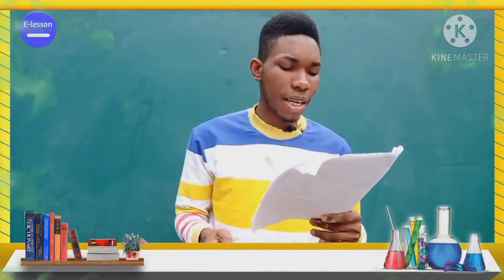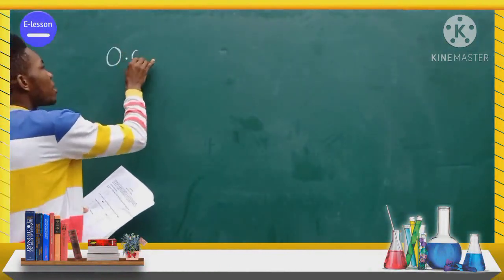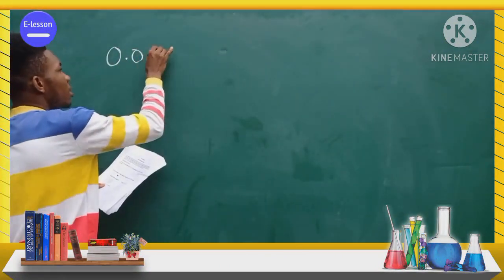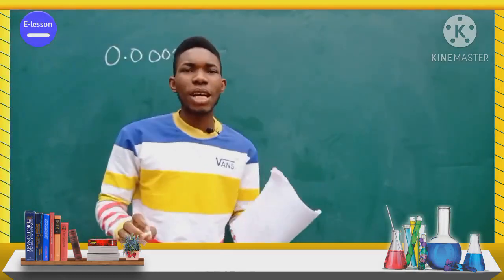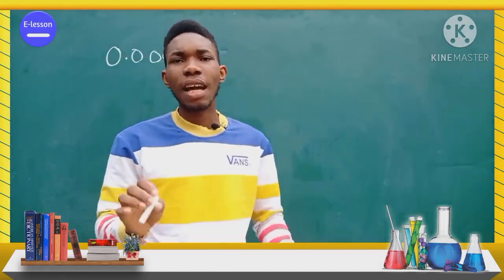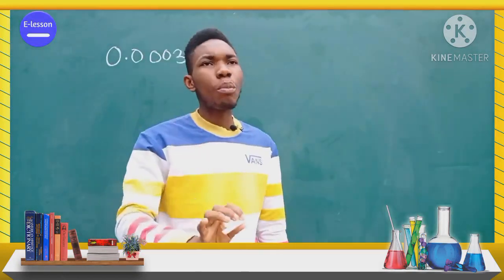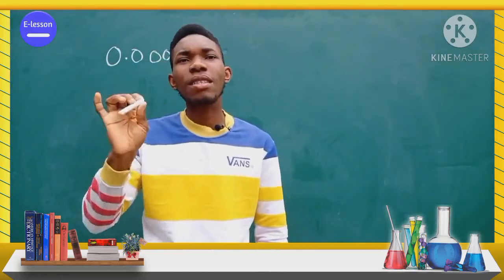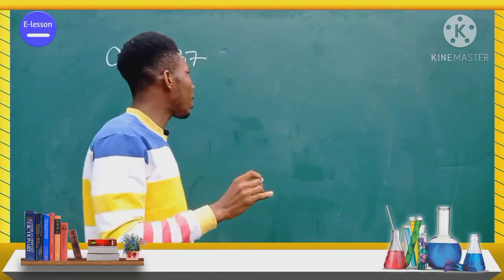The first question says, express 0.0037 in standard form. Whenever you are given a question like this, the first approach is to move the decimal point to the first significant figure.